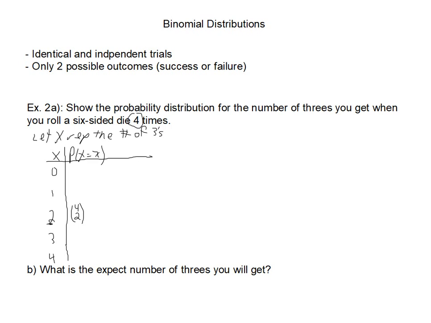In fact, maybe I should write out the formula here for a binomial distribution. It looks like this. The probability that x is equal to x is just equal to n choose r, times p, which is the probability of success, to the r, times q to the n minus r. Probably should have started with this. So this is the probability of success. This is the probability of failure.